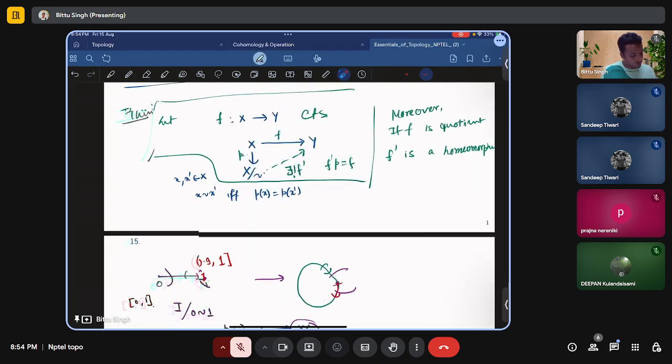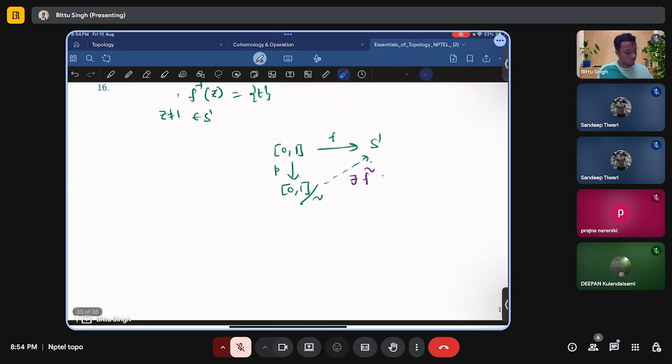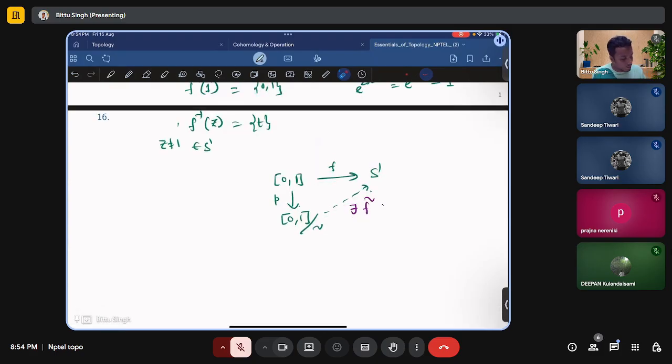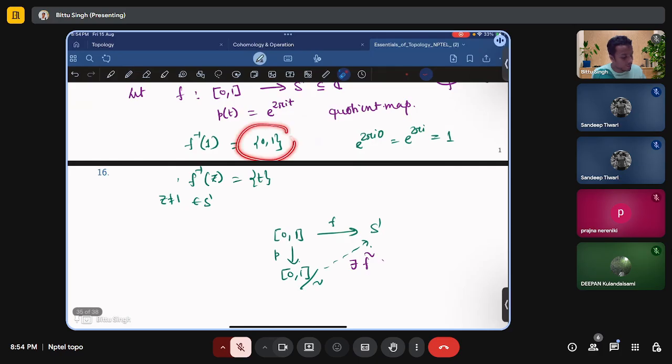Okay, so that is what we are getting. That 0, 1 modulo the relation: the only non-trivial equivalence class is this. The only relation is 0 identified with 1. This is the only non-trivial relation. Otherwise, x is identified with x.